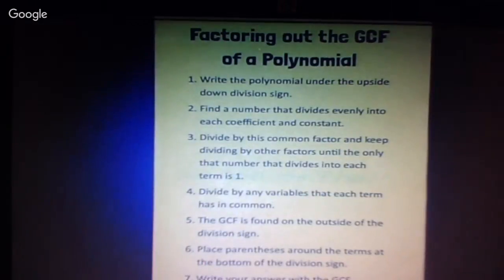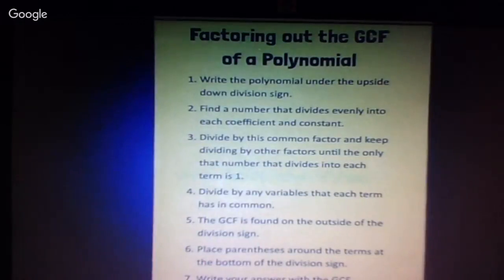So it says write the polynomial under the upside down division sign. Your second step, find a number that divides evenly into each coefficient and your constant. Don't forget, it has to be every term. We then divide by this common factor and keep dividing by other factors until the only number that divides into each term is a 1. Okay? You divide by any variables that each term has in common. The GCF is found on the outside of the division sign. We place parentheses around the terms at the bottom and write your answer with the GCF on the outside of the parentheses. Okay, so if you ever need to go back and review your steps, they are all right there for you.